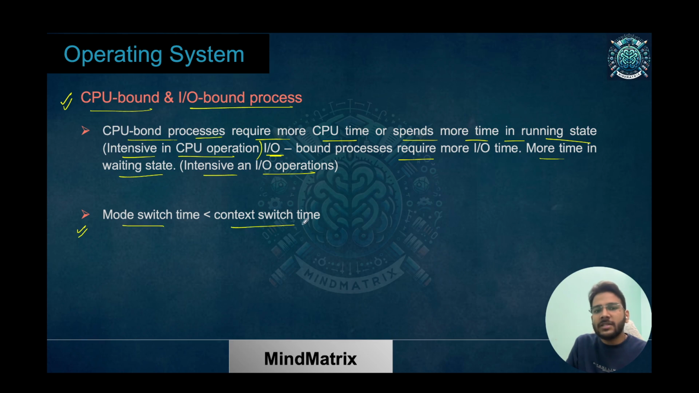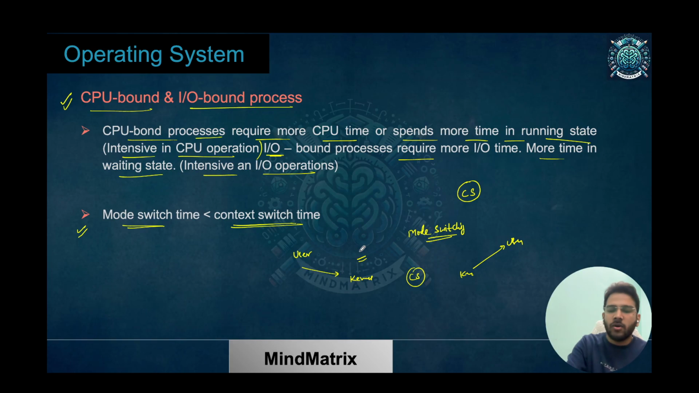Mode switch time is less than context switch time. As I explained in the dual mode operations diagram, in order to perform context switching, first you need to perform mode switching from user to kernel mode, and then you are going to perform context switching, then from kernel back to user mode. So obviously the mode switch time will always be less than context switching time. Clear? So this is also very important.